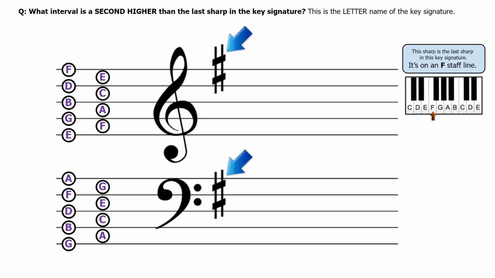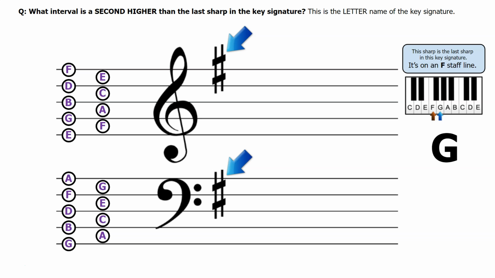And in music, we always count the starting pitch as pitch number 1. So let's get counting. F is our first pitch, and to go higher we go to the right. One more to make it a second. G. So an interval of a second higher than F is G. G is the letter name of this key signature.